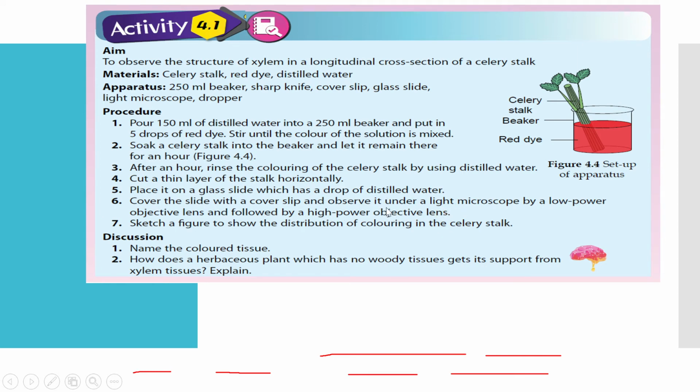The proper procedure: you get an overview first, and then you have to sketch a figure to show the distribution of coloring. So what to expect? What do you expect to see?